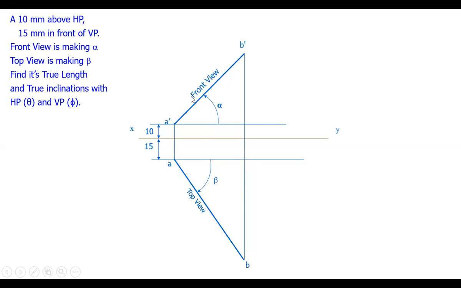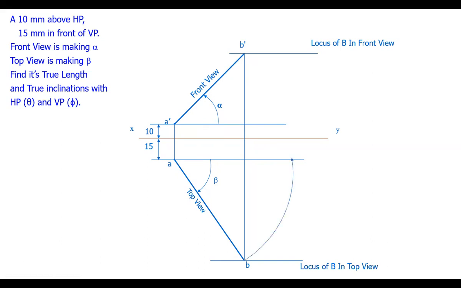Here, neither the front view nor the top view is parallel to the reference line, so we cannot see the true length of the line in either view. Next, we make some observations. The point B will be at this height above the reference line. Passing through B dash, we draw a line parallel to the reference line, called the locus of B in the front view. Similarly, in the top view also, we draw a line parallel to the reference line, and we call it the locus of B in the top view.